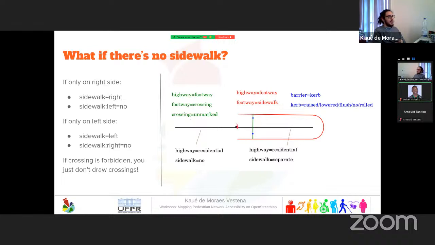And if we have, for example, just one side, we can have the sidewalk drawn here. We can say that on the other side, there's no sidewalk. If there's a sidewalk only on the left side, we say sidewalk left, and that means sidewalk right no. It means the same thing, sidewalk no, right no. And the same thing for the other side.